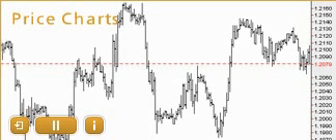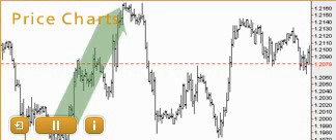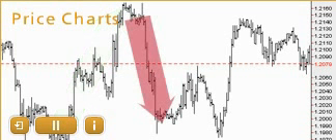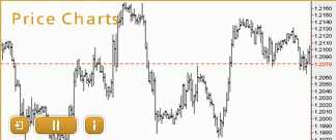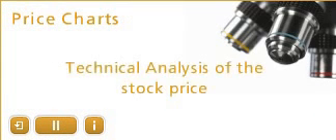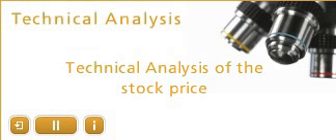Most of the action in the stock and CFD markets happens on your price charts. As prices go up, the chart moves higher. As prices go down, the chart moves lower. Your job as a stock or CFD trader is to look at your charts and determine when you should buy or sell that stock or CFD. This process is called conducting a technical analysis of the stock price.